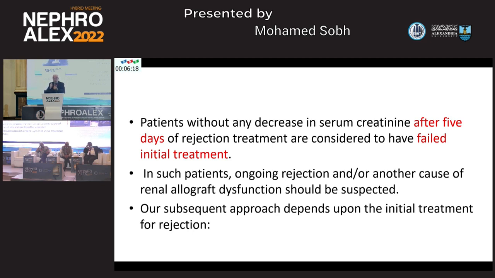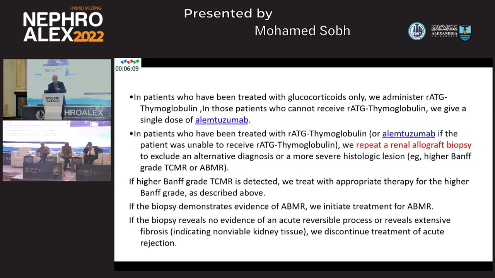Our subsequent approach depends upon the initial treatment of rejection. This is very practical, since sometimes we face patients like this. What to do? This slide is busy, but it will explain what to do on your rounds. In patients who have been treated with glucocorticoid only, we administer ATG, easy. In those patients who cannot receive ATG, you give alemtuzumab. And if not available, you can use ATGAM.